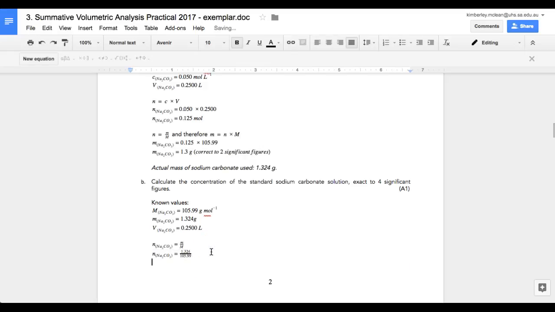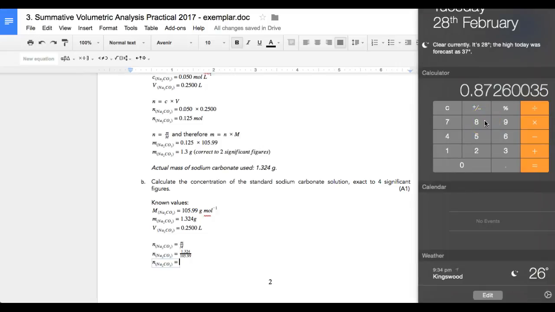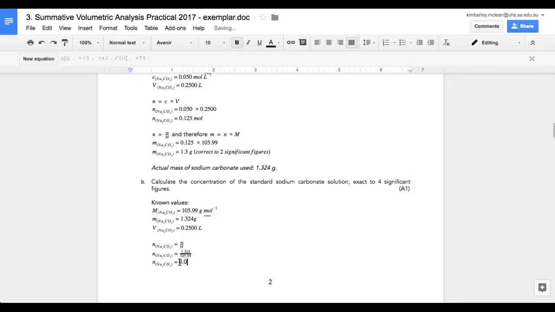And then underneath, finally, paste one more time. Get back into the equation. And that is going to be equal to, let's grab up my calculator. 1.324 divided by 105.99 equal to 0.01249, correct to 4 significant figures. I don't need to round that value up as it's followed by a 1 and then a 7. So my number of moles of sodium carbonate, 0.01249. And the unit for that, of course, is mole.